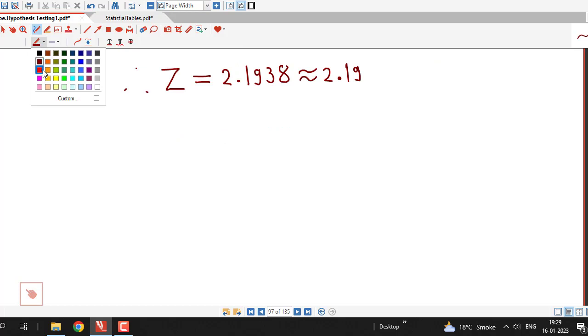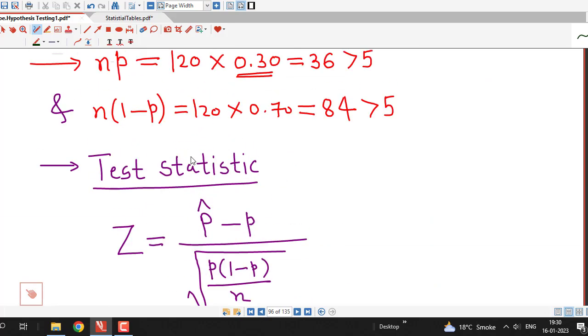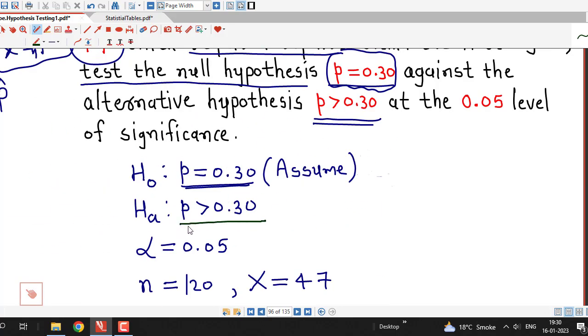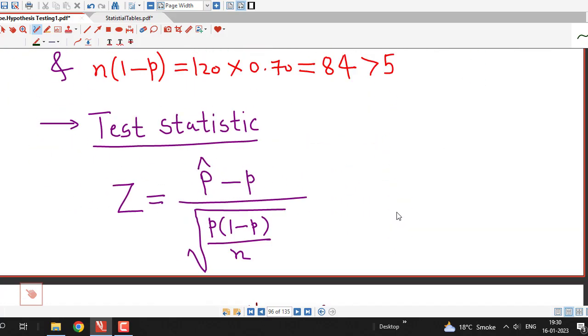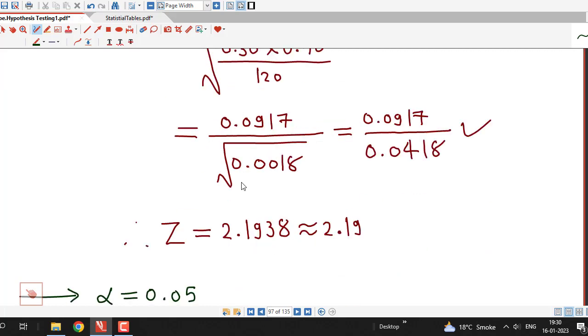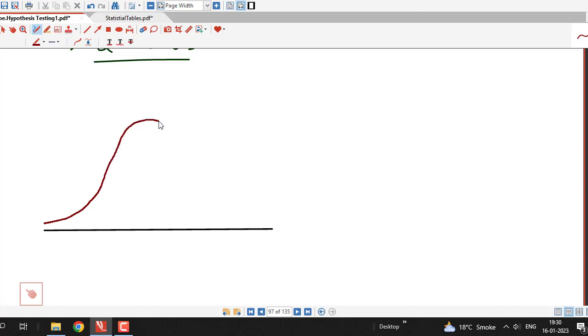Now next step is to decide the critical values. So for that we note that level of significance is 0.05 and the alternative hypothesis is p greater than 0.30. That is, we have upper tailed or right tailed test. This is one-sided alternative. So we have upper tailed test, and this capital Z is a standard normal random variable. So therefore our distribution follows standard normal distribution. So for that, let me sketch this roughly bell-shaped curve of the distribution.